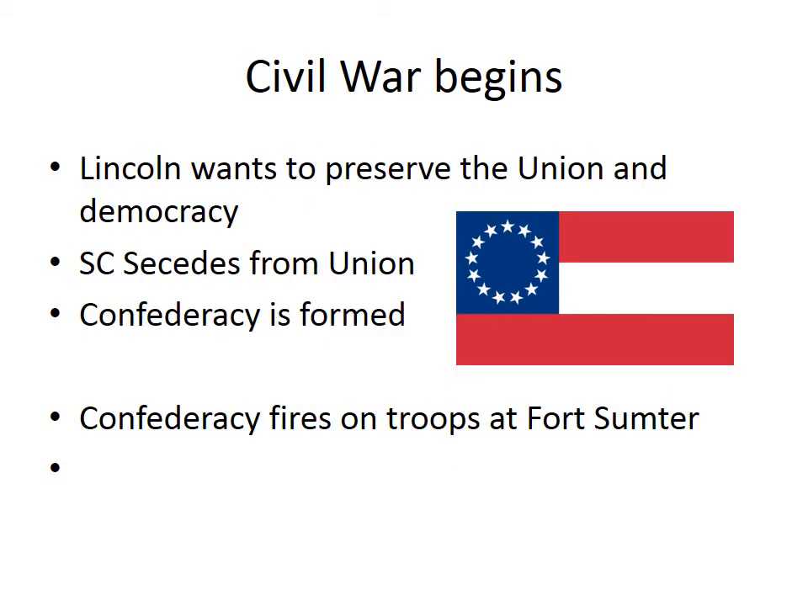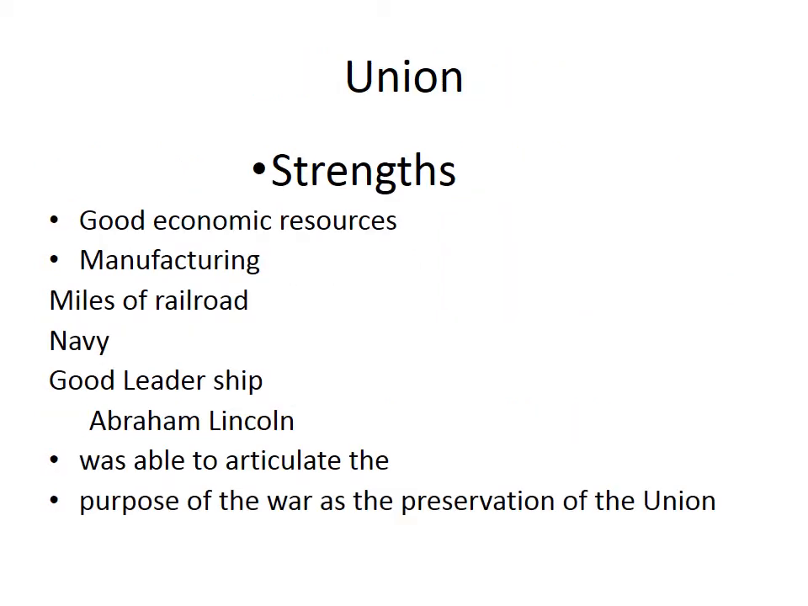So Abraham Lincoln is going to vow to preserve the Union and protect democracy. The Confederacy is formed, and the war is going to start when the Confederacy fires on Fort Sumter down in Charleston. So with the firing on Fort Sumter by the Confederacy, we're now headed into war. So we want to understand what are some of the strengths of the Union and what are some of the strengths of the South. What is their strategy going into this war?